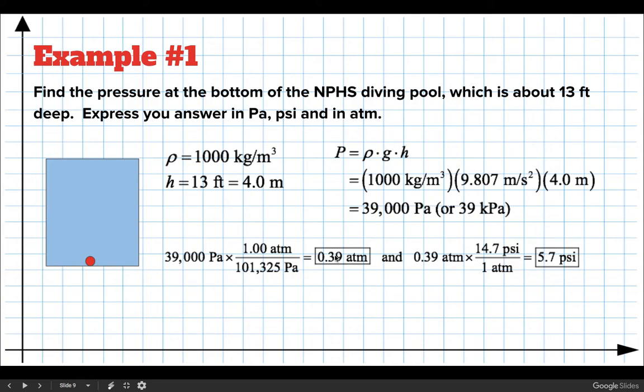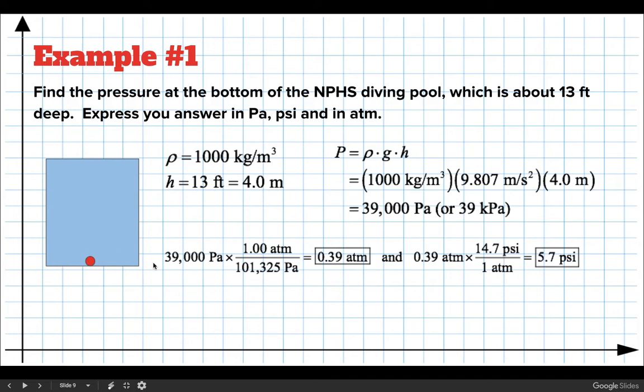So our atmosphere actually pushes really hard on us, the air above us. And so at the bottom of 13 feet of water, the force you feel due to the water is about 0.39 atmospheres. If you're used to PSIs, pounds per square inch, you can also convert atmospheres to pounds per square inch. There's 14.7 psi in 1 atmosphere. So that's about 5.7 pounds per square inch. So every square inch of your body is feeling a force of 5.7 pounds due to the water pushing in all directions.